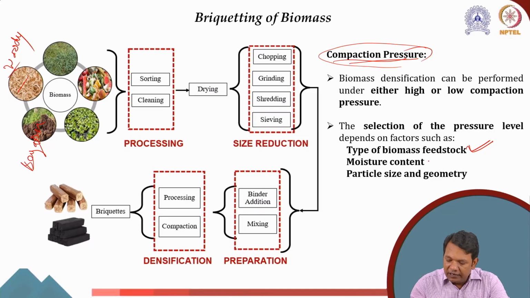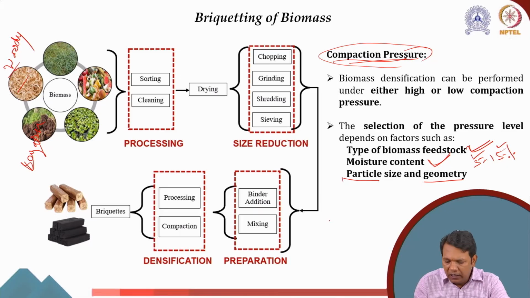Now the second is definitely the moisture content. As I said, the moisture range was typically from 5 to 15%. In some cases, for some of the biomass, 5% moisture content is good enough to hold them tightly, while in some cases up to 15% moisture content is required. Besides that, particle size and geometry are very important. When compaction happens, it's not just cohesive forces or interparticle forces that hold the biomass together, but also the locking of the different shapes and sizes.